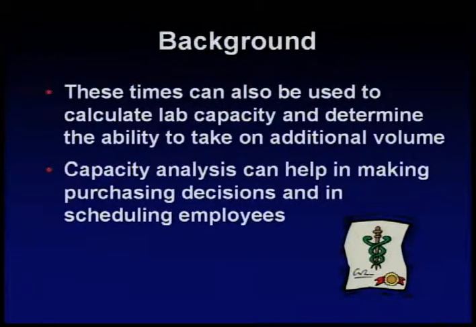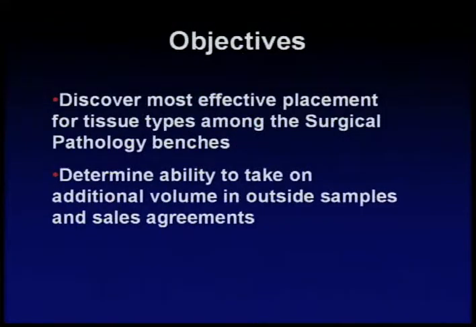These times can also be used to calculate lab capacity and determine the ability to take on outside volume from additional areas in the Cleveland area. Capacity analysis can help in making purchase decisions and in scheduling employees. This study was conducted to discover the most effective placement for tissue types among the surgical pathology benches. And to determine the ability to take on additional volume in outside samples and sale agreements. This can bring in additional revenue for our laboratory.